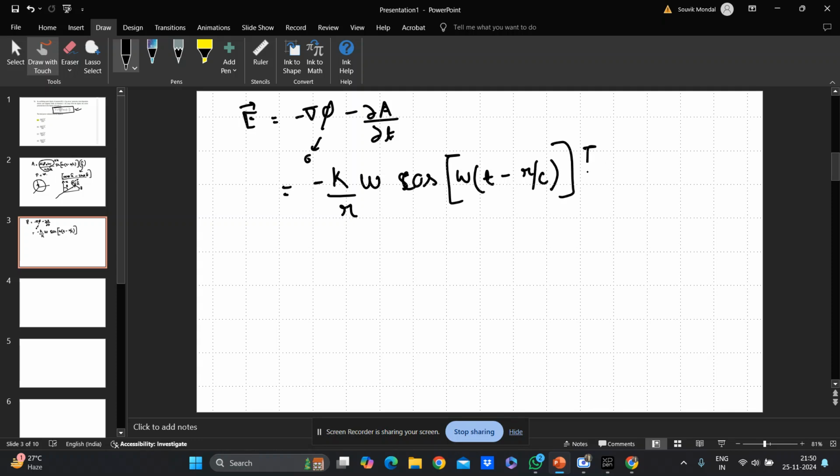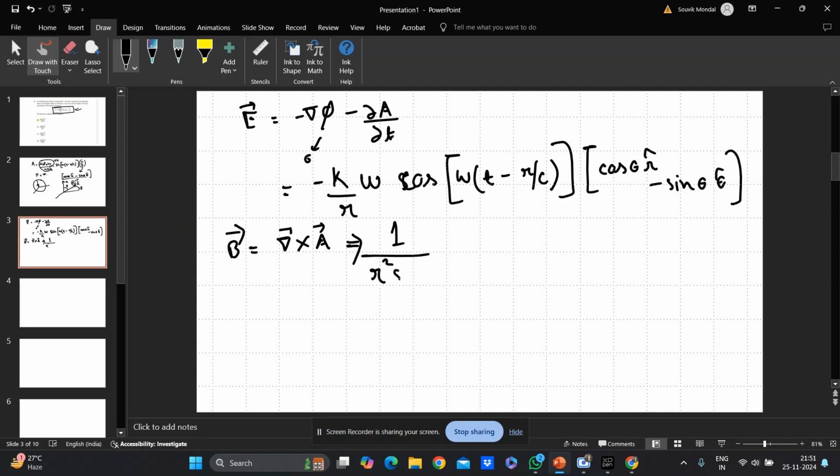Omega t minus r by c, and still here is z hat, so it is cos theta r hat minus sine theta theta hat. Okay, now comes a bit I will say not difficult, but you have to remember this, because these things are very handy for competitive exams. This is an easy problem, but if you can't remember this handy formula, then you will not be able to solve this in the exam. So this is a very handy formula.